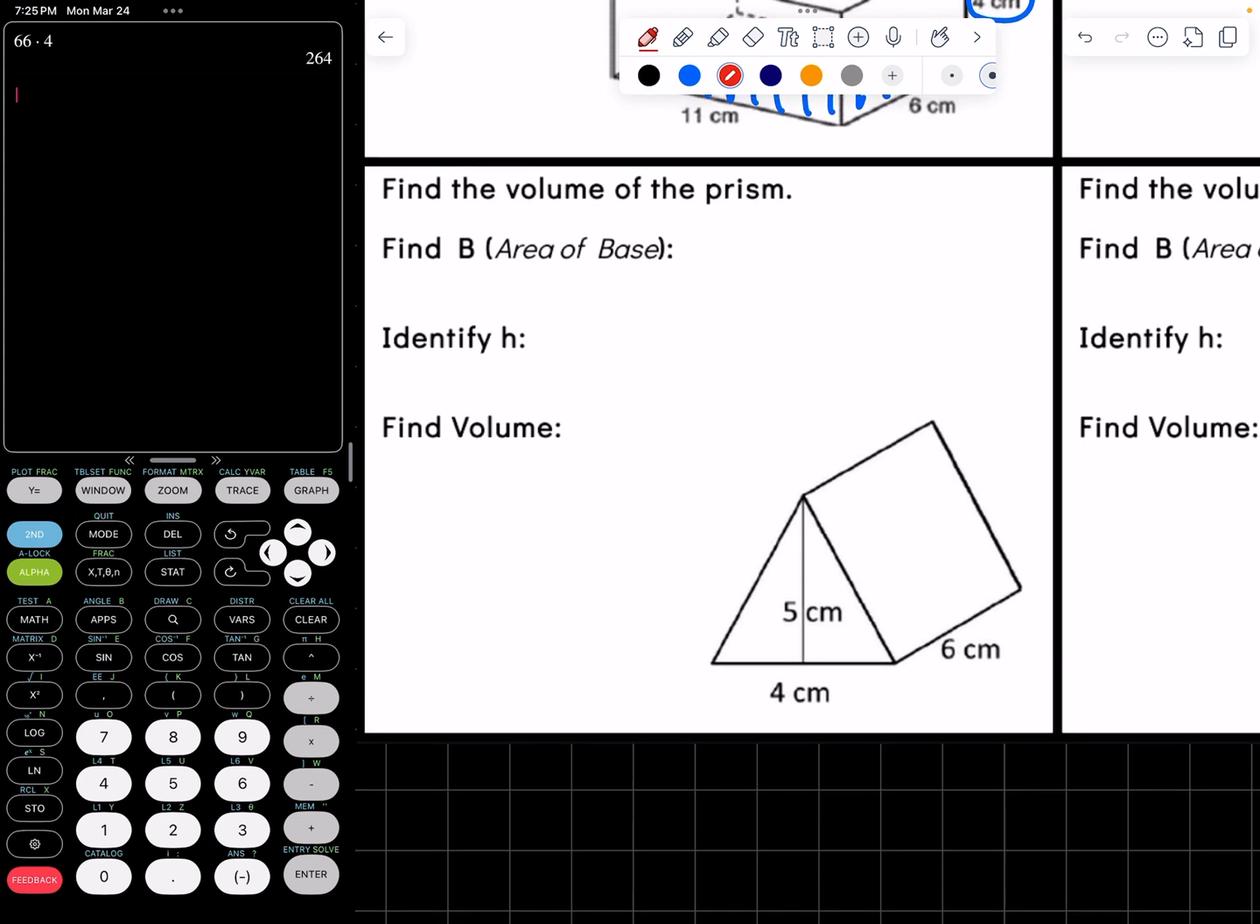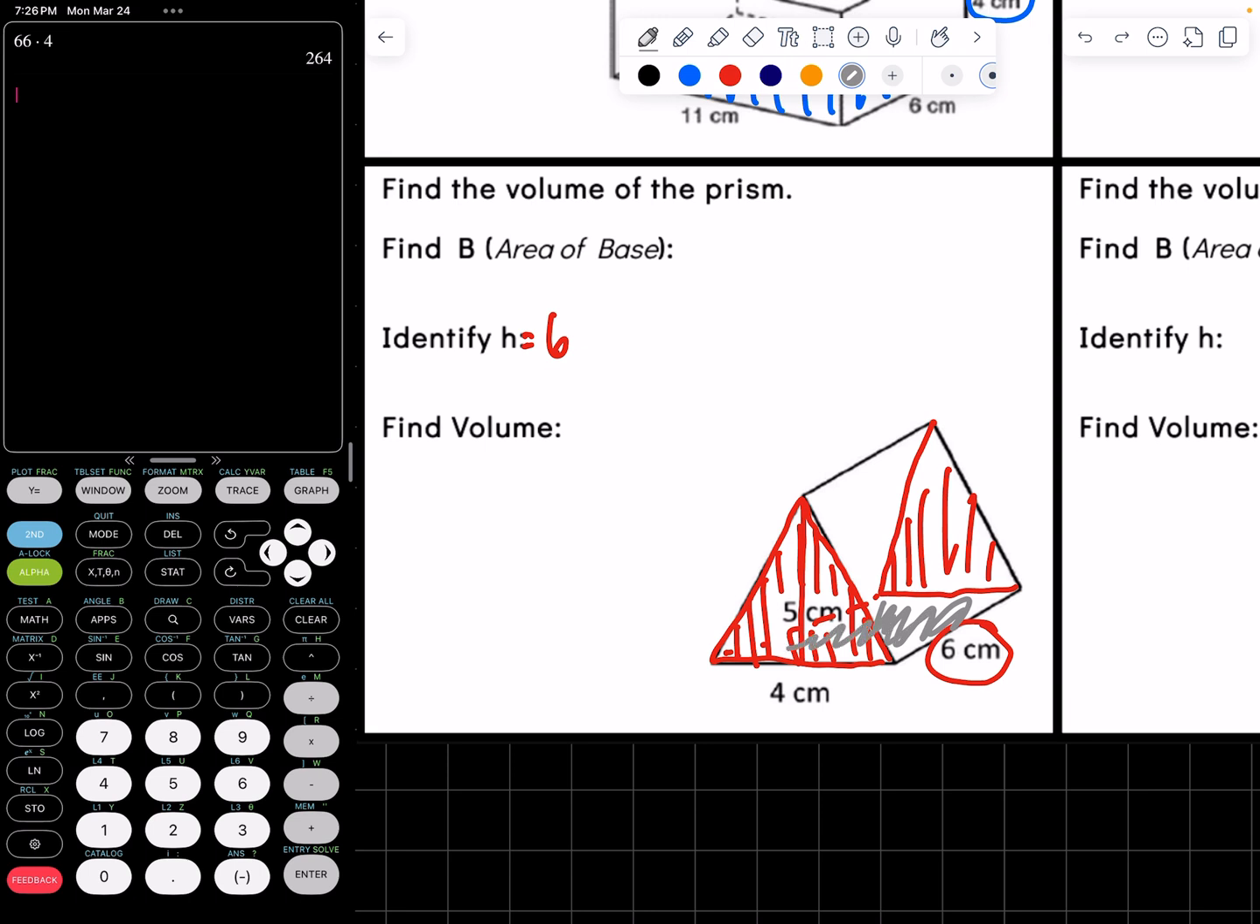Down here, we've got a triangular prism. The biggest thing with these triangular prisms is making sure that you recognize that 5 is not the height. 5 is the height of the triangle, but it is a triangle base connected to another triangle base on this side, which would make 6 my height as it connects my two bases. One of the biggest mistakes that gets made, especially in triangular prisms, is that we want to say this part down here is the base and 5 is the height, and that's just not the case.